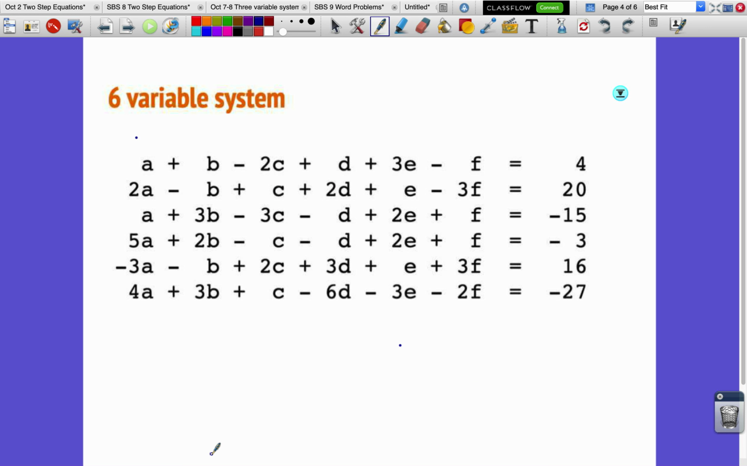All right, here's a fun one for you if you want to try a 6-variable system. Quick question, are there enough equations here to solve for all 6 variables? Well, the rule is we need as many equations as we have variables.